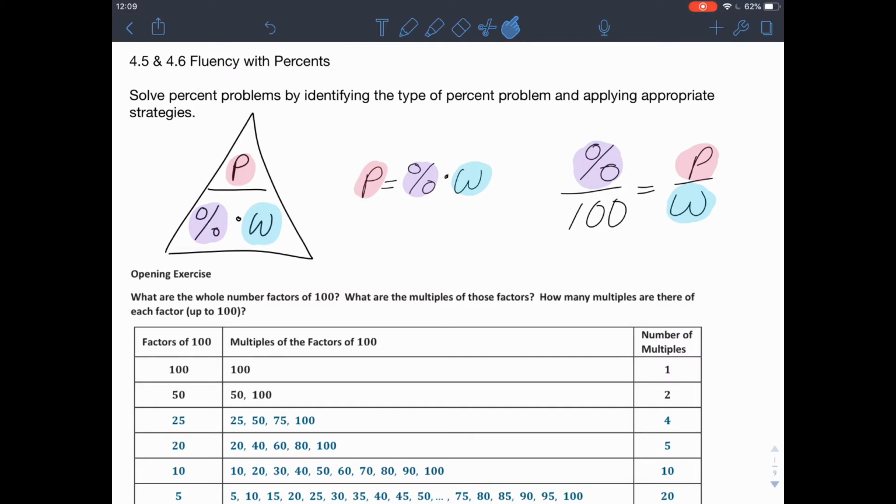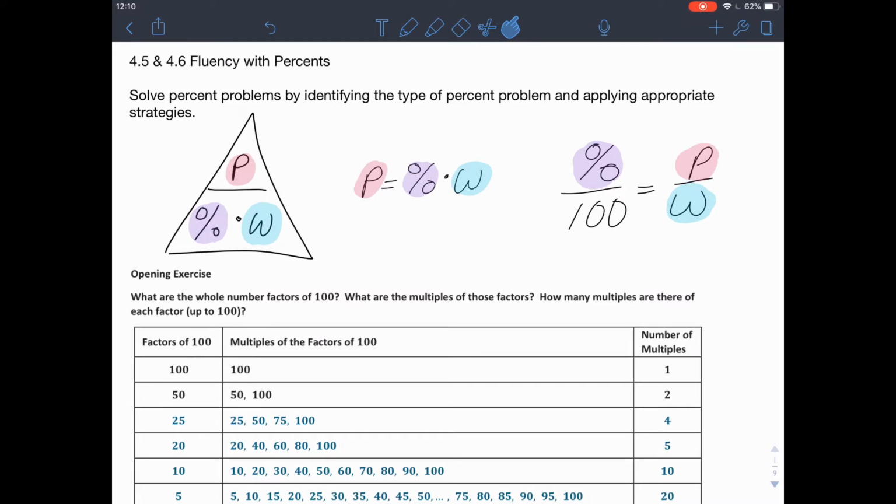We talked before about how we can use either our triangle fact family relationship between part, percent, and whole to help us solve problems involving percents. We could also use an equation like part equals percent times whole, or we could use the proportion percent over 100 equals part over whole. Remember when using the triangle method or the equation that you must use your percent as a decimal or fraction, and that when using the proportion strategy by putting the percent over 100, you are writing your percent as a fraction.